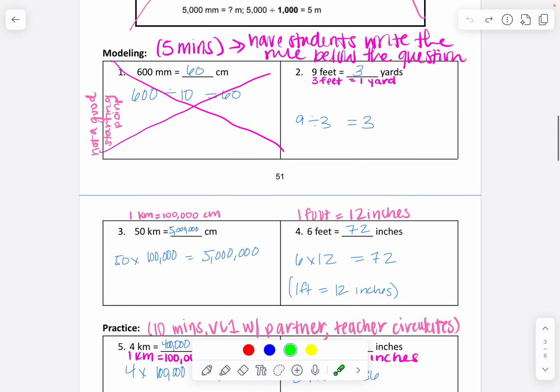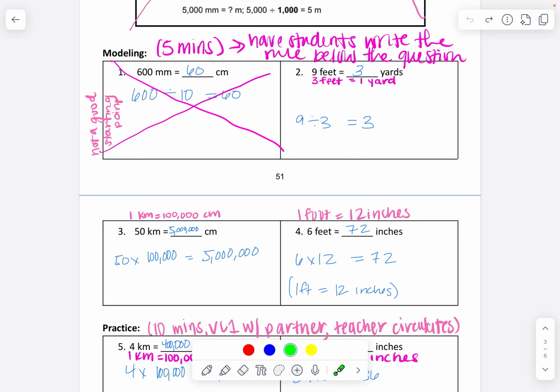You're going to launch students into the 5-minute model. We're not going to do this first question here just because it's not a good starting point with division. We want to give students an in with multiplication before getting to division. So for all these questions, we're going to go ahead and write the rule.